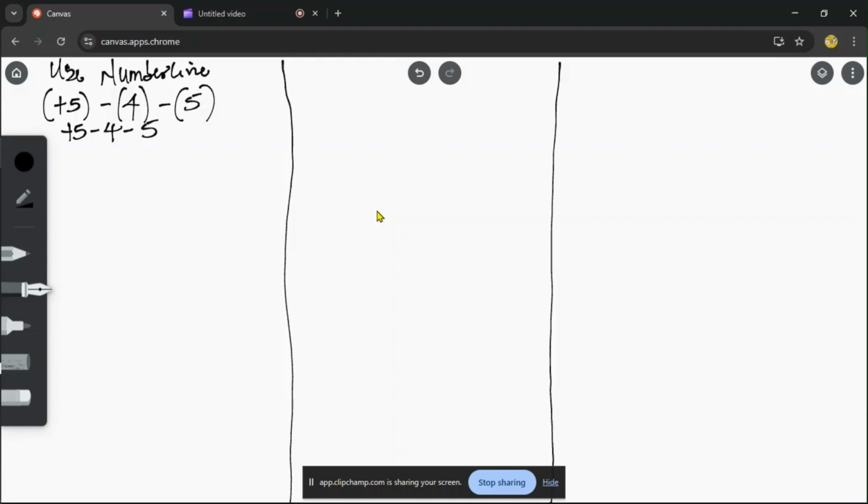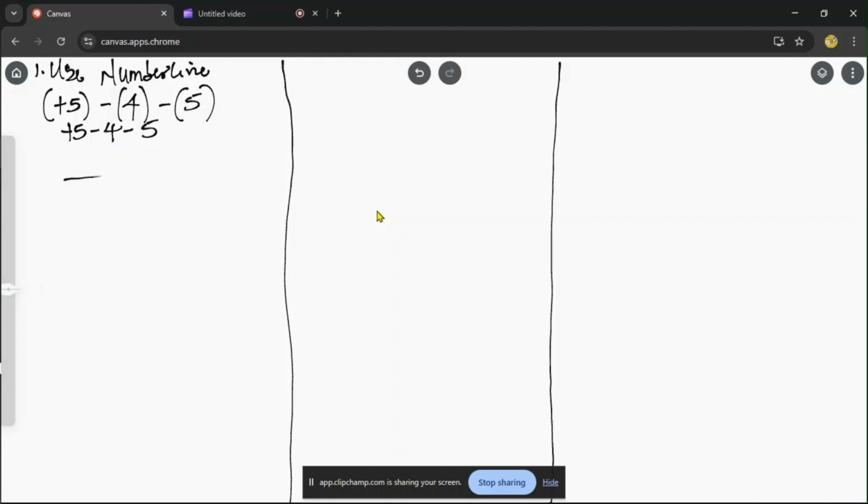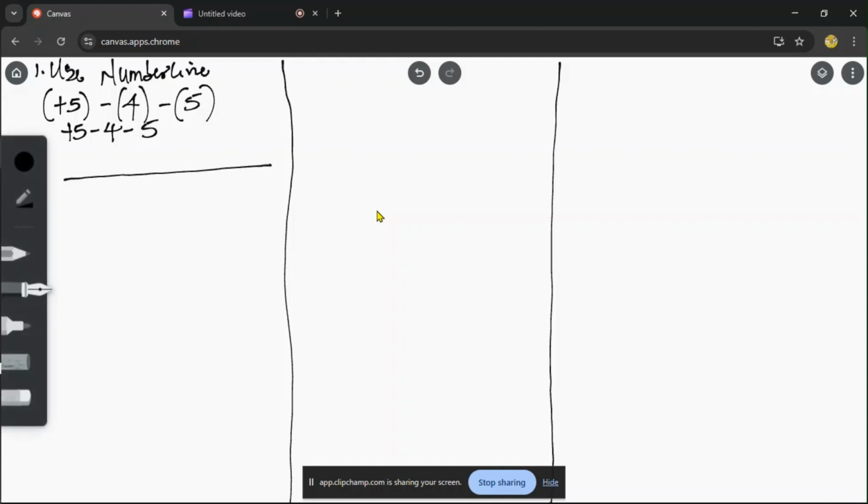So if I use my number line, this is question number 1. My number line looks like that. I'll begin with the first number, which is plus 5. So I put plus 5 here. Then to the right of this one, I have 6 here, then here I have plus 4. So my number line is like that. So I start using that to solve this one.